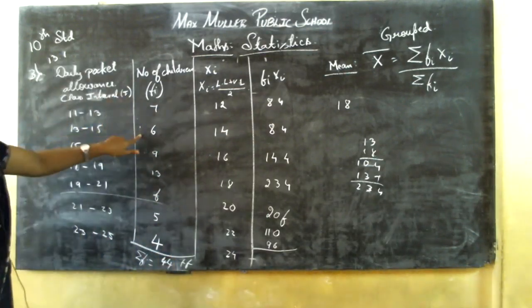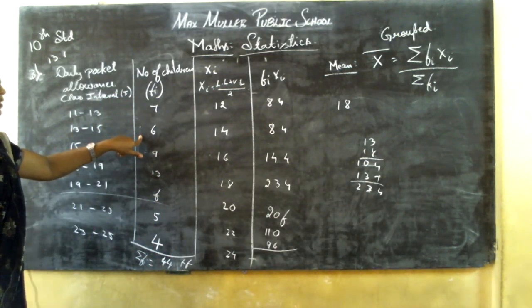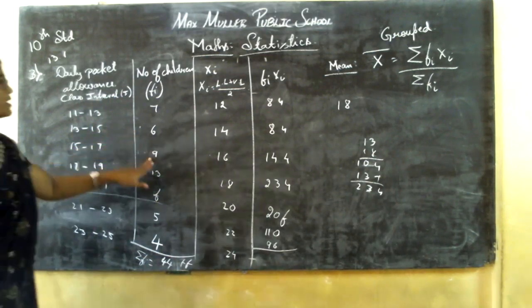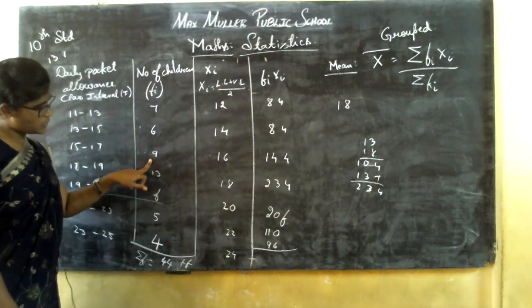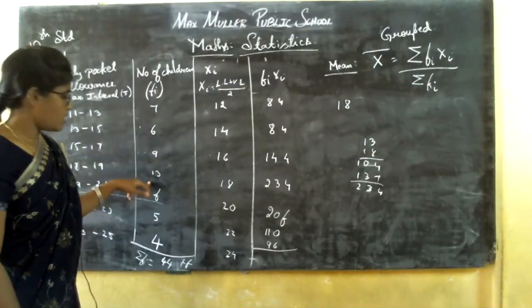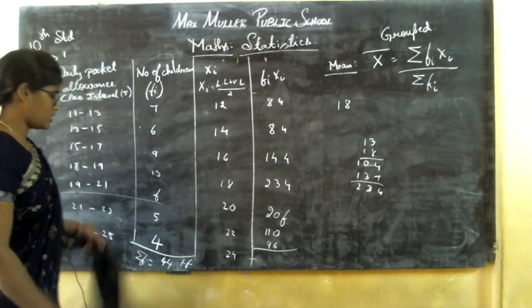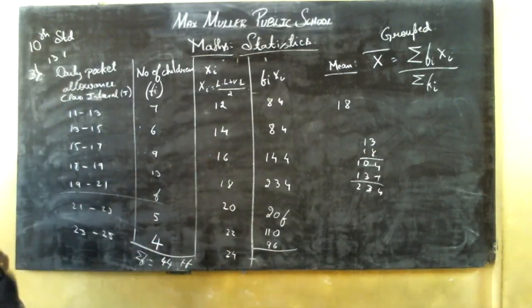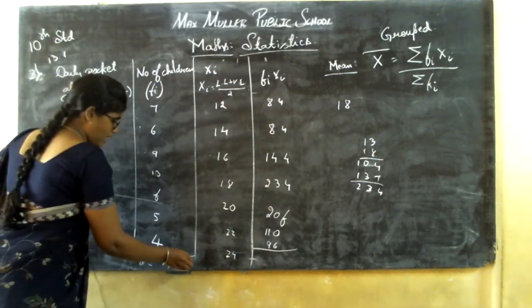So 7 plus 6 is 12. So 13. 13 plus 9 is 22. 22 plus 13 is 35. 35 plus 5 is 40. 40 plus 4 is 44. So what is the sigma Fi you got? It is 44 plus F. Why it is F? F is the constant. So we are keeping F as it is.